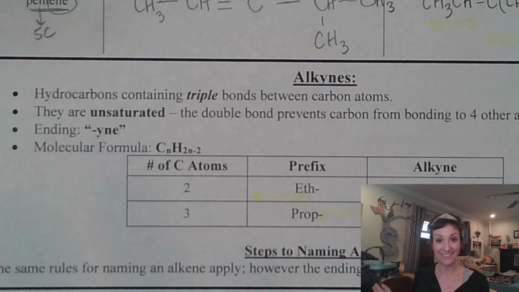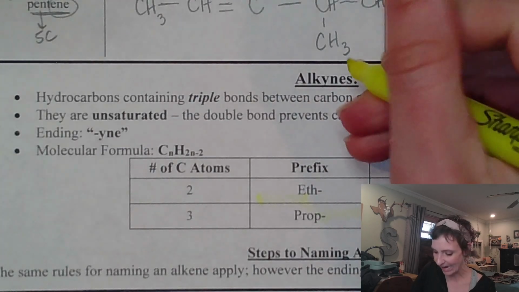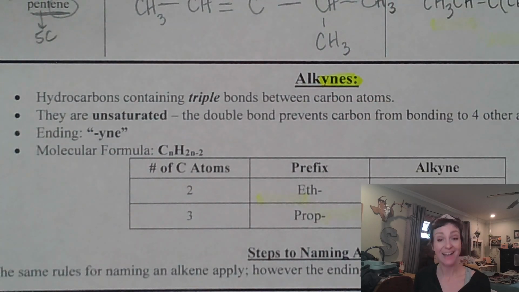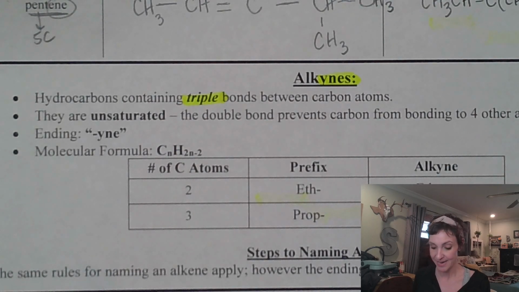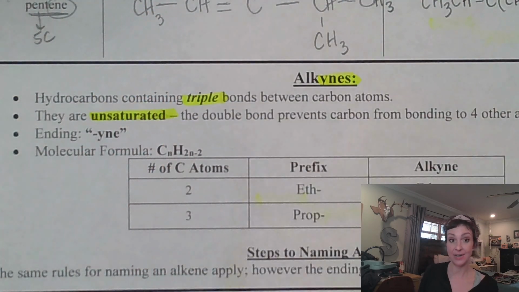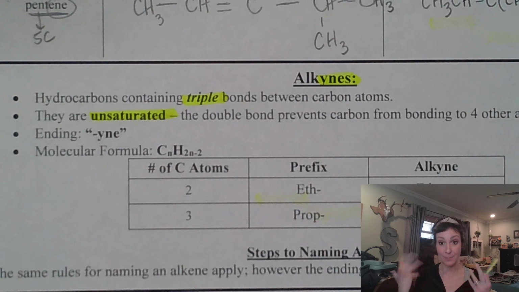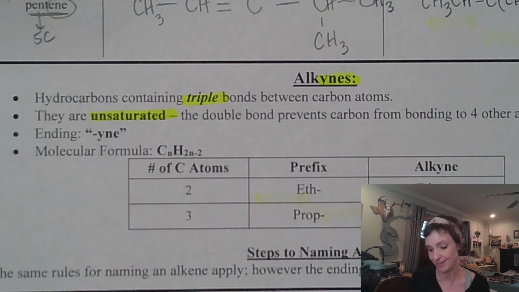Okay, next one, alkynes. I got my alkynes, you guys. How fun is this for us? Alkynes. Okay, alkynes are hydrocarbons that contain triple bonds between carbon atoms. And they are unsaturated also, because remember, every time I take multiple bonds, I'm removing an opportunity for carbon to be saturated with hydrogens, right? And in fact, a triple bond is going to really limit some of my carbons here in the structure.